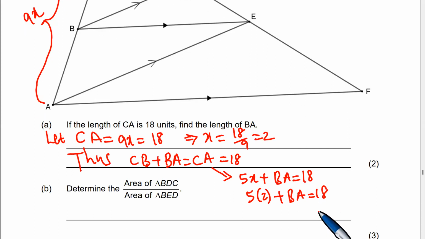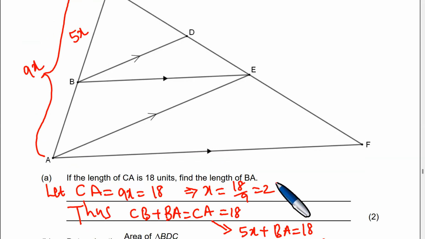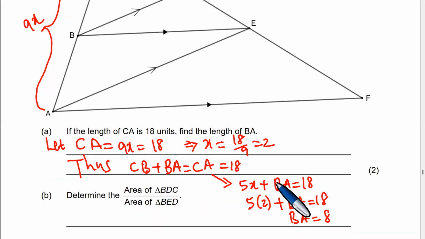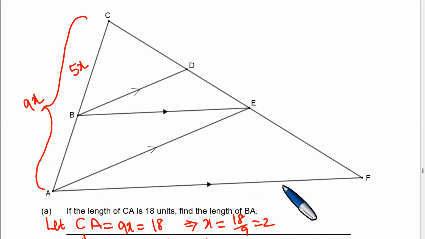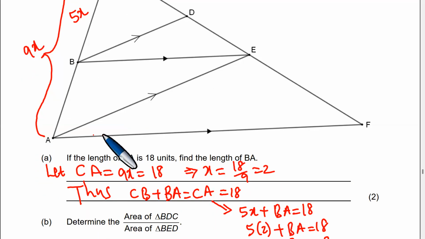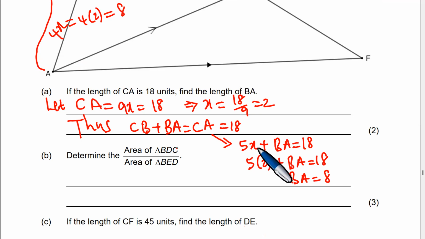In the exam, we don't waste time. We say 5 by 2 is 10, 18 minus 10 is 8. So BA is actually... Yes, please. I just said BA is equal to 4x. Would that be wrong in an exam? You just say BA is equal to 4x. Yeah, well done, that's correct. It's 4x, and we got x to be 2. So it's 8. BA is 8.